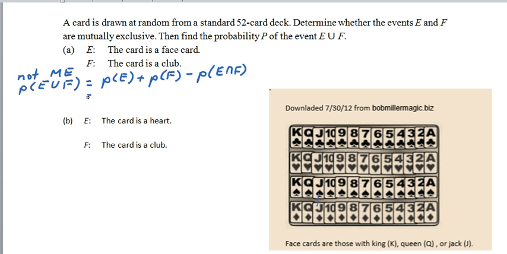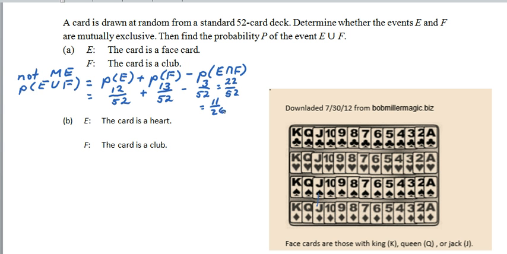So here we would have 12 over 52 for probability of a face card, plus 13 over 52 for the probability of a club, but then we take 3 over 52 away because there are 3 face cards that are clubs. So we have 22 over 52, which reduces to 11 over 26.